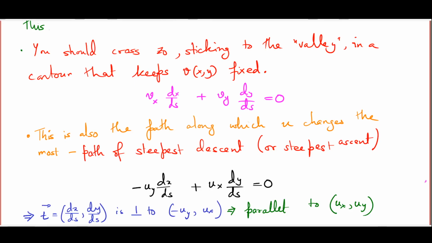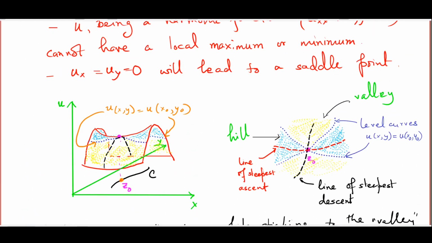So just to go back a bit, in this figure, the line marked with the black dashes, the line which sticks to the valley, is the line of steepest descent. This is the line on which v of x, y is a constant and u changes most rapidly, and it is also the line along which u decreases most rapidly. Along the red dashed line, on the other hand, which is in the hills, the value changes most rapidly as you move away from z0, but it changes by increasing. So that's the line of steepest ascent.